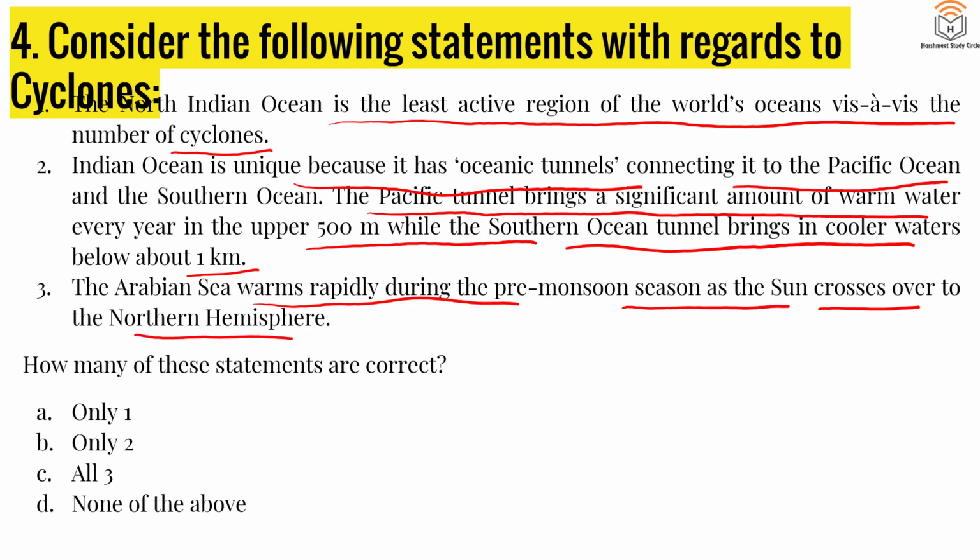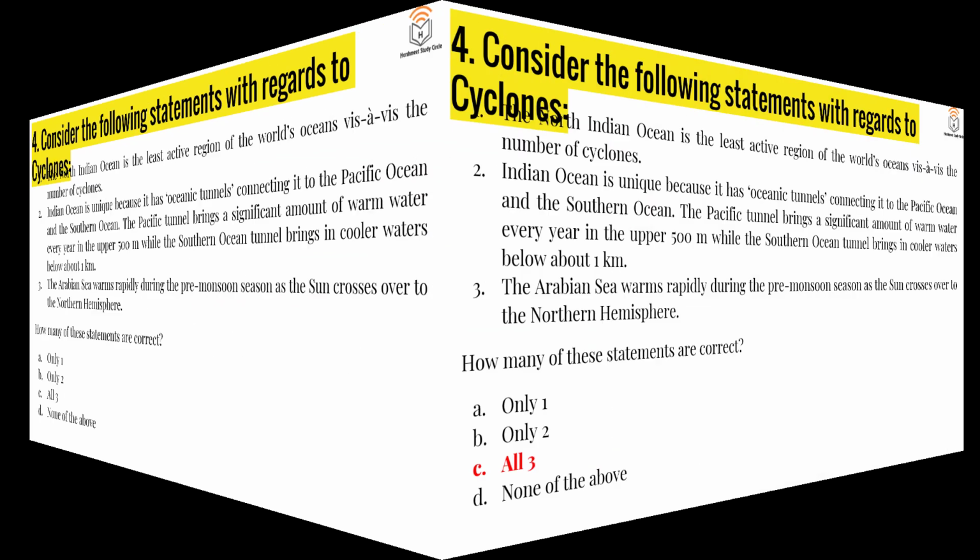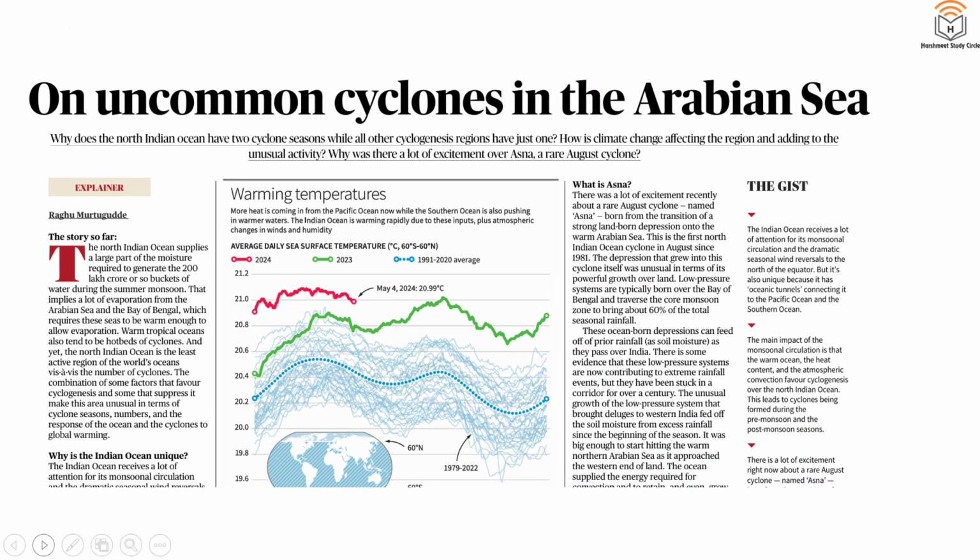This is a core geography question. If you read about cyclones and the role that is played by the ocean and the sea, you will be able to answer this easily, especially with respect to India. North Indian Ocean, yes, it is the least active region in terms of number of cyclones that it generates. Second is also correct. There is a very interesting phenomenon of oceanic tunnels in the Indian Ocean that transfer warm and cool water at different layers. Third is also correct. The Arabian Sea warms up rapidly because the sun crosses over to the northern hemisphere. The answer thus is C. All the three given statements here are absolutely correct. This is the article in the Hindu newspaper today about why cyclones in the Arabian Sea are uncommon but not as infrequent now as they used to be earlier.